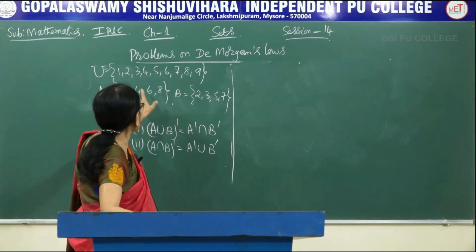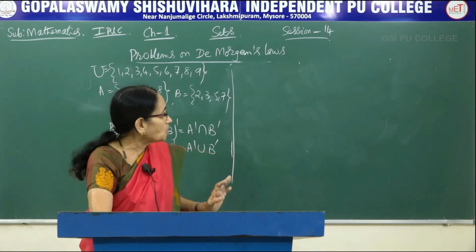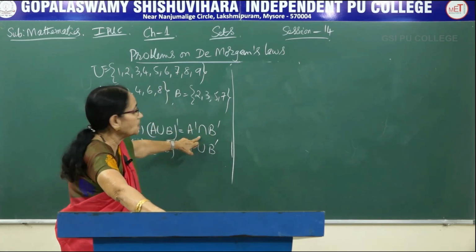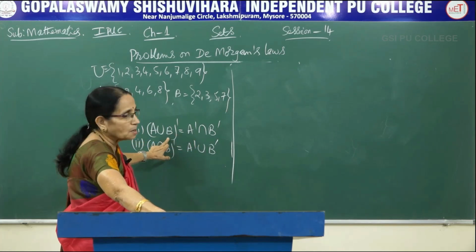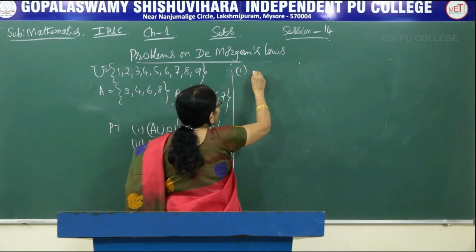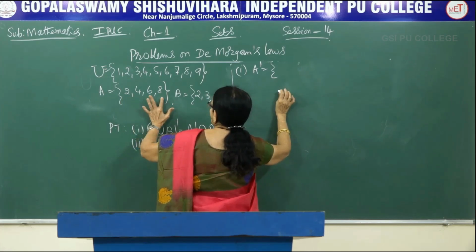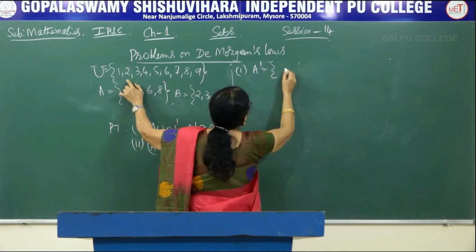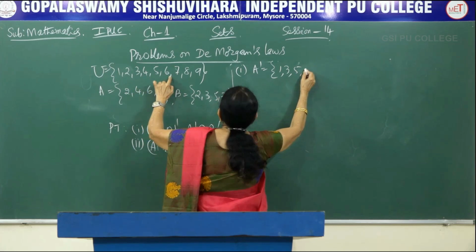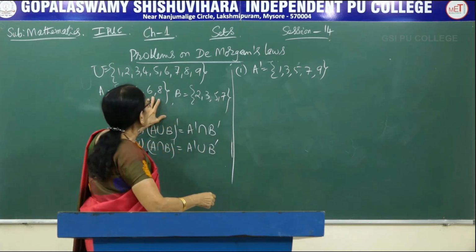Now let me come to the first part here. First let me take the first part of the problem. For that I have to calculate: A is given, find A'. B is given, find B'. We need those on the right hand side. Then take the intersection, and the union's complement on the left. So first let me write A'. Look here, A has 2, 4, 6, 8. Write the remaining elements: 1, 3, 5, 7 and 9.